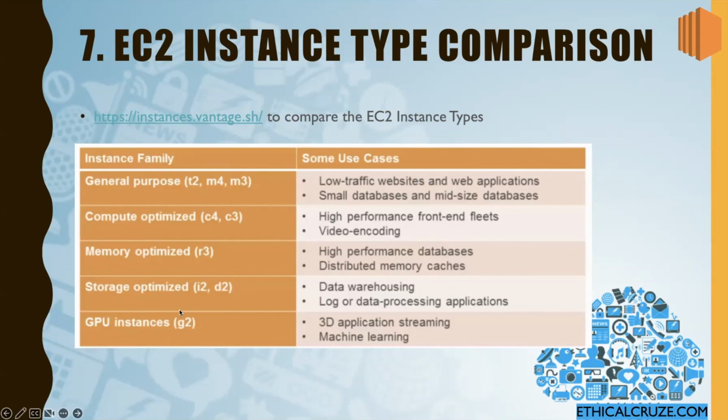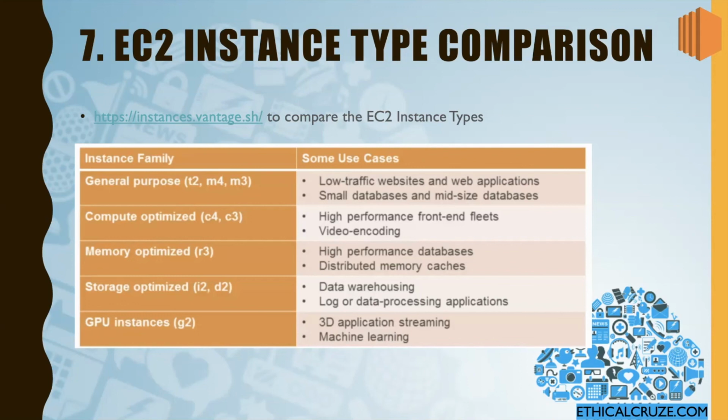The next one is a GPU instance. You will go for a GPU instance if your use cases are of the type like 3D application streaming, or machine learning. If you have this kind of high usage use case, then you will basically go for this GPU instance.